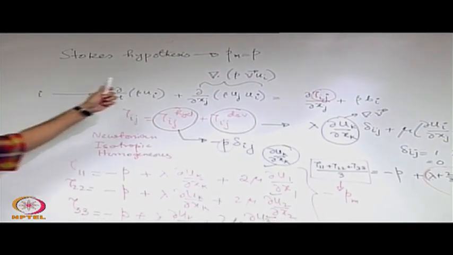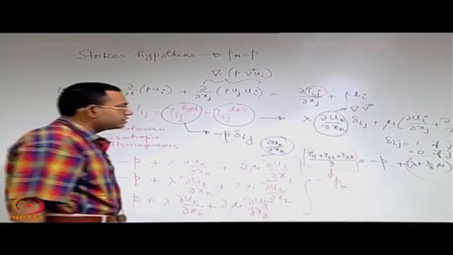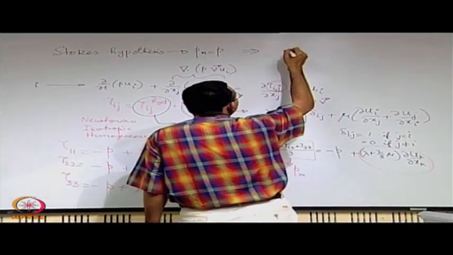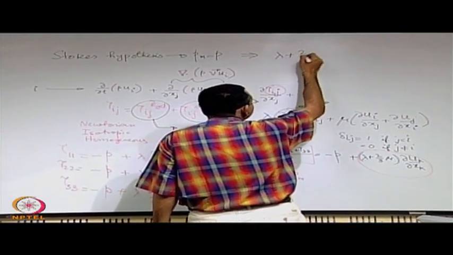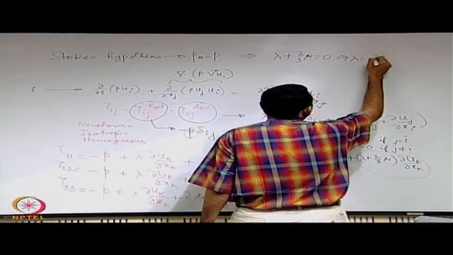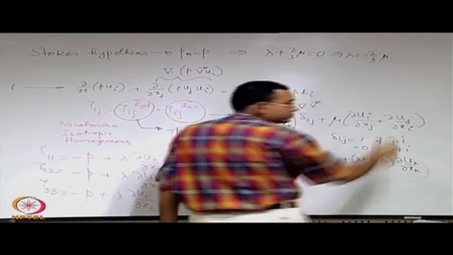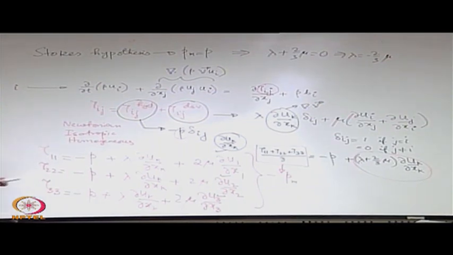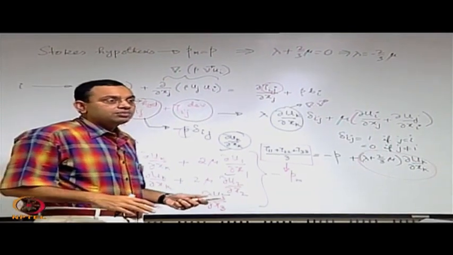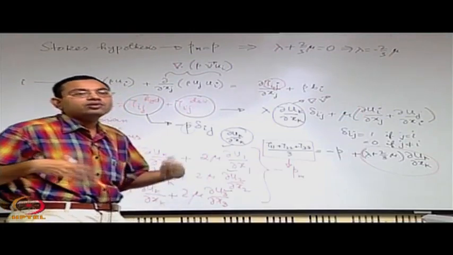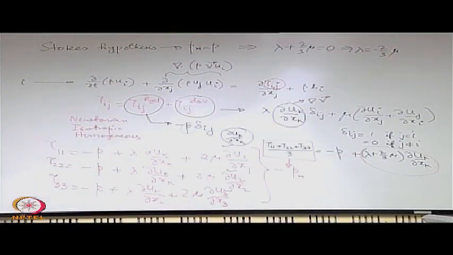So Stokes hypothesis says mechanical pressure equals thermodynamic pressure, that for a general substance will work only if you have lambda plus 2/3 mu equal to 0, that means lambda is equal to minus 2/3 mu. Since this is a hypothesis, obviously there was no proof of that, but there was some expectation based on which this hypothesis was postulated, and we will try to understand that expectation.